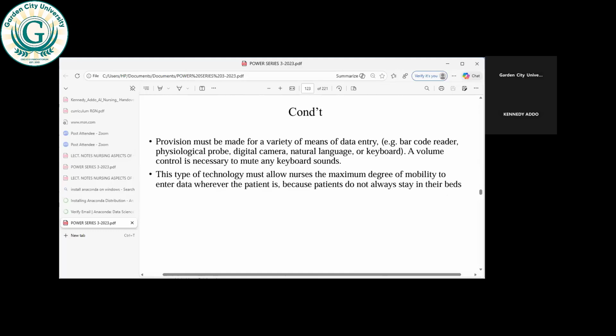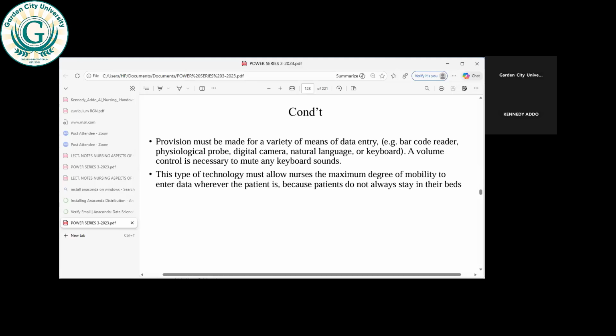A volume control is necessary to mute any keyboard sound. As earlier on, I made this comment that we want to make sure patients are not affected by noise. So if you have the keyboard and it comes with some noise that may distract the patient recovery process, it is very important that you minimize that.